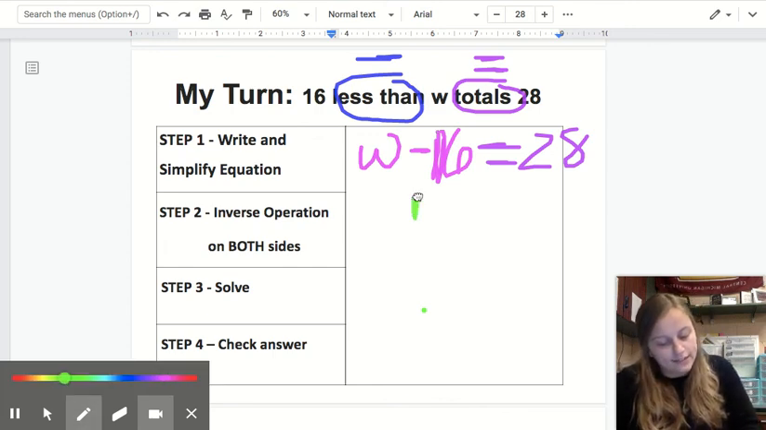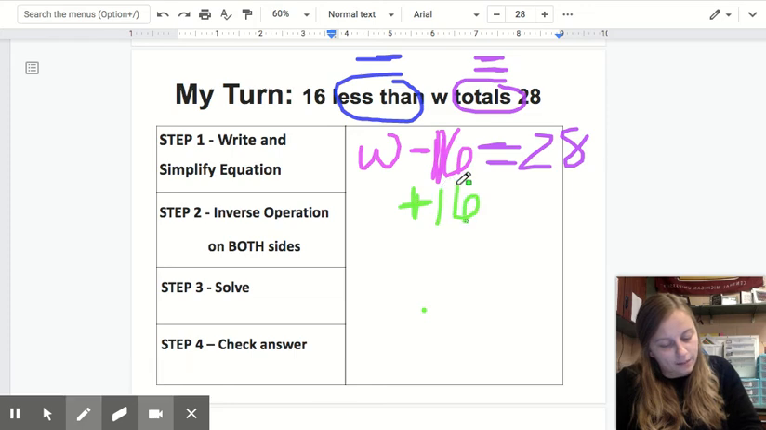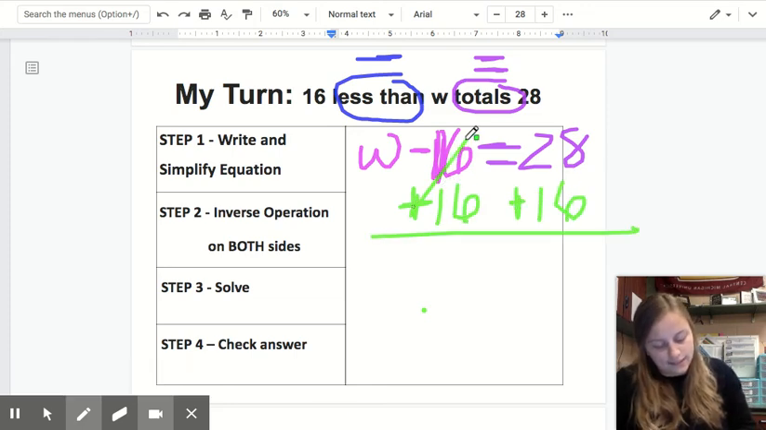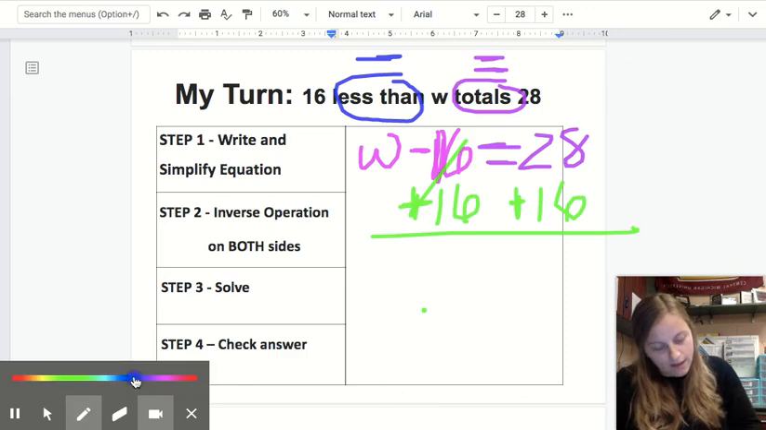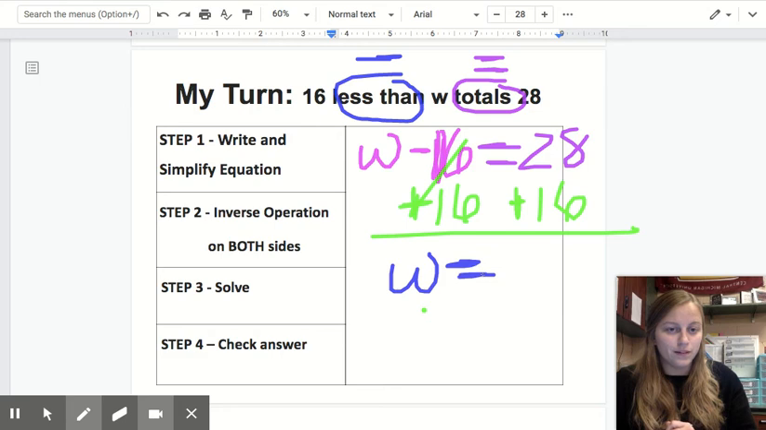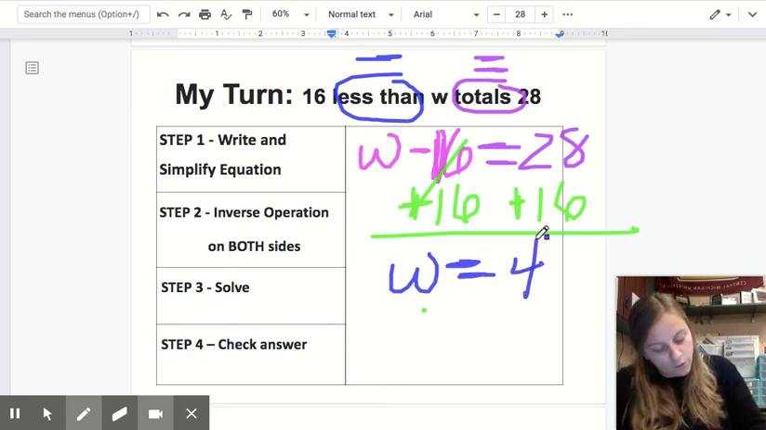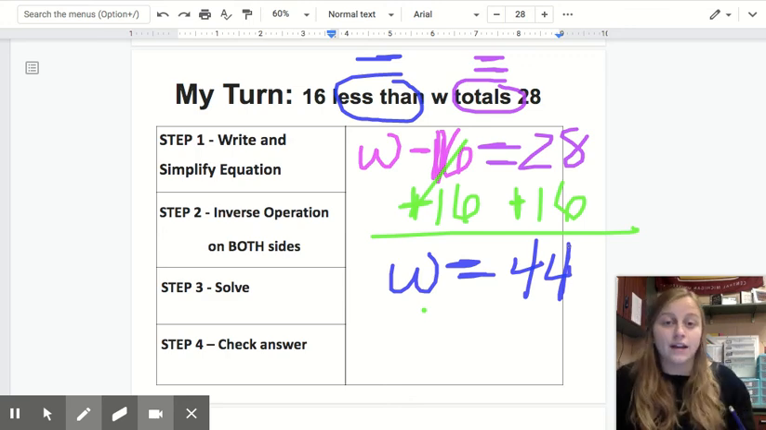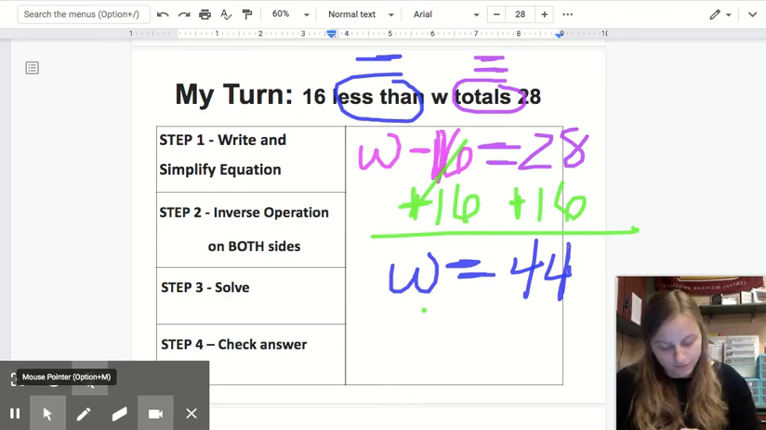To get rid of a minus 16, I'm going to add a 16 on both sides. These 16s cancel out, and I'm left with W equal to 44. And then, of course, I would check my answer.